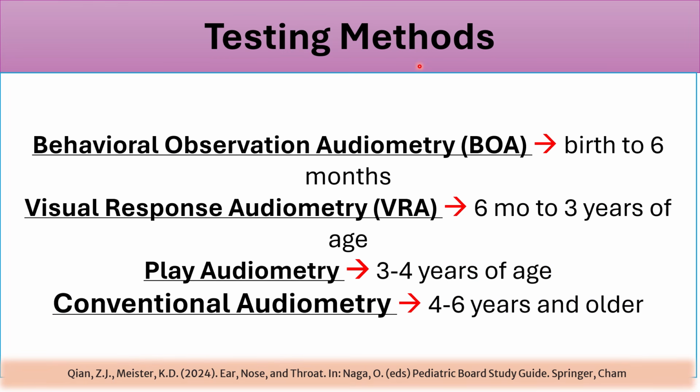Hearing test methods appropriate for age. Behavioral observation audiometry from birth to 6 months. Visual response audiometry from 6 months to 3 years of age. Play audiometry from 3 to 4 years of age. Conventional audiometry from 4 to 6 years of age and older.